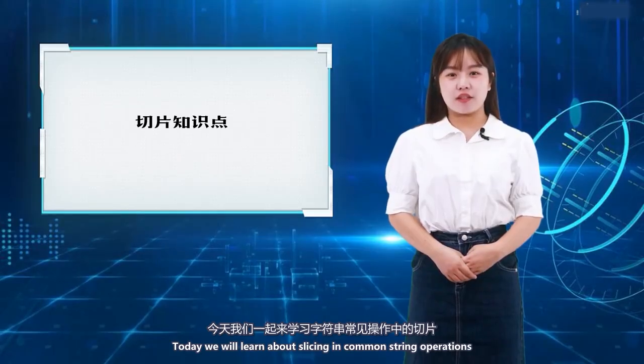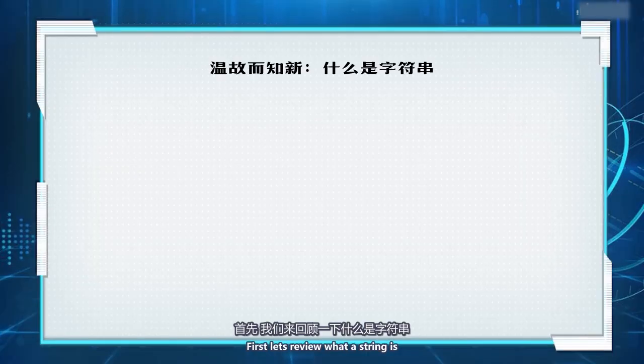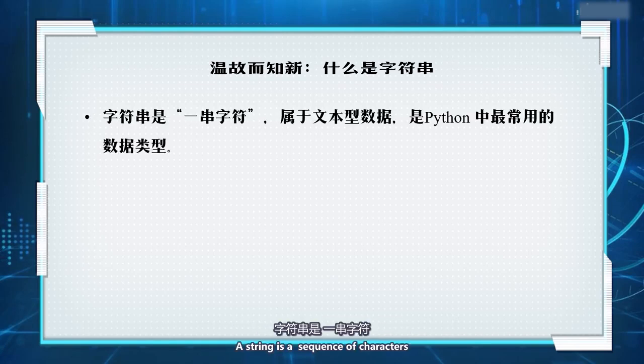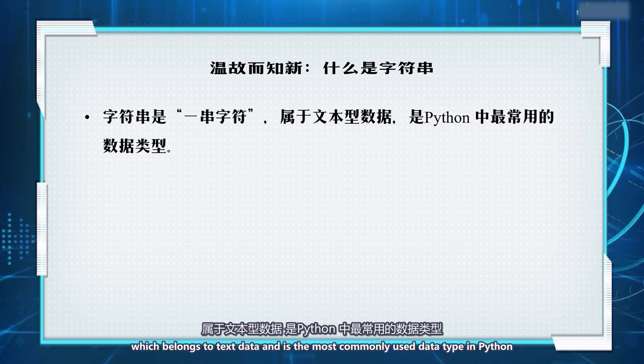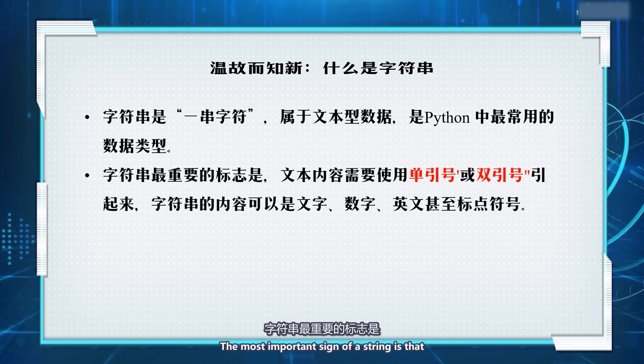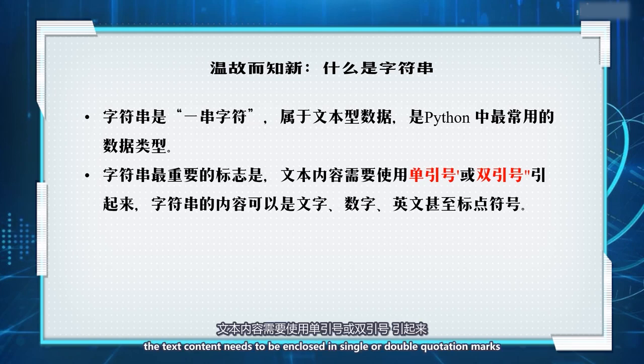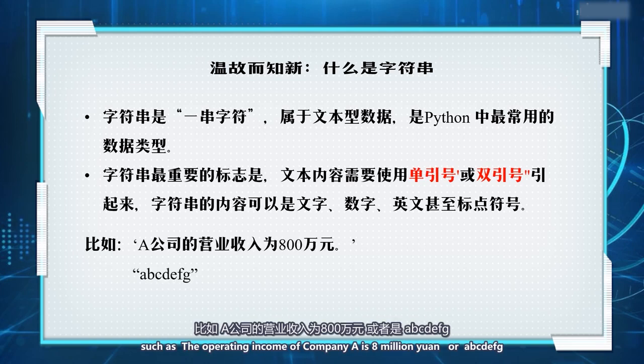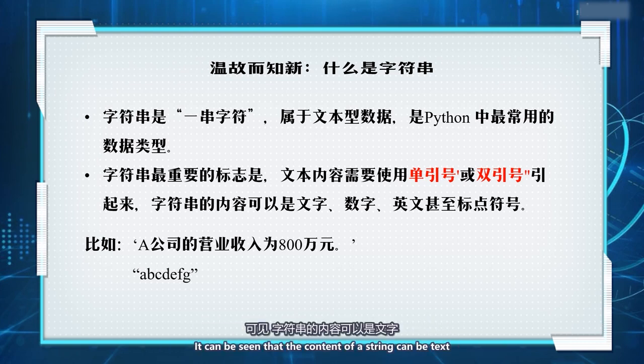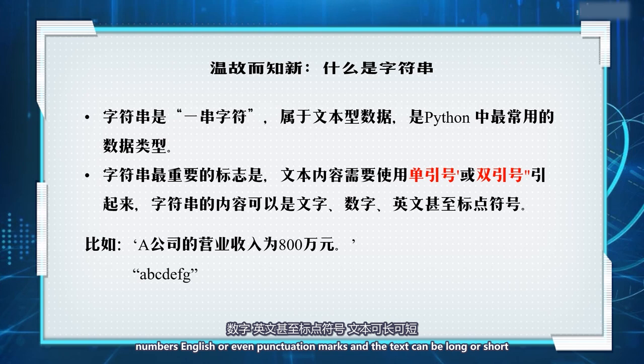Today, we will learn about slicing in common string operations. First, let's review what a string is. A string is a sequence of characters, which belongs to text data and is the most commonly used data type in Python. The most important sign of a string is that the text content needs to be enclosed in single or double quotation marks, such as "the operating income of company A is 8 million yuan," or "API." It can be seen that the content of a string can be text, numbers, English, or even punctuation marks, and the text can be long or short.